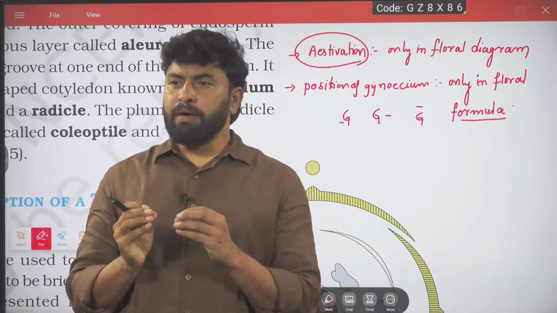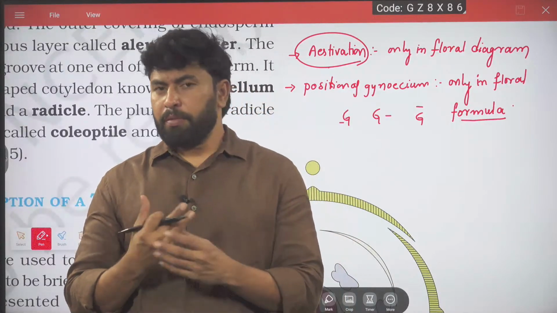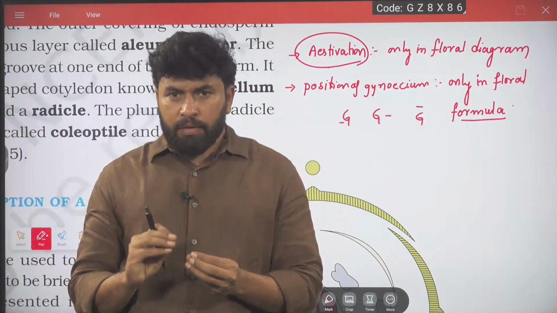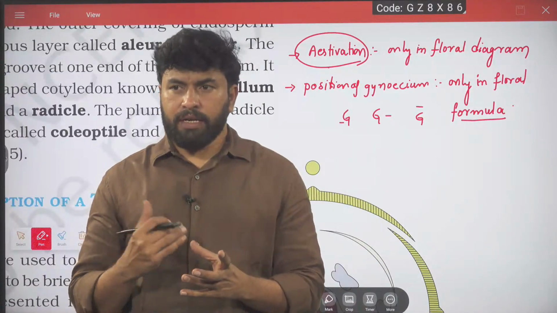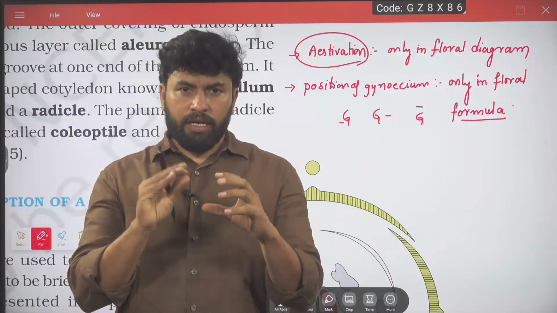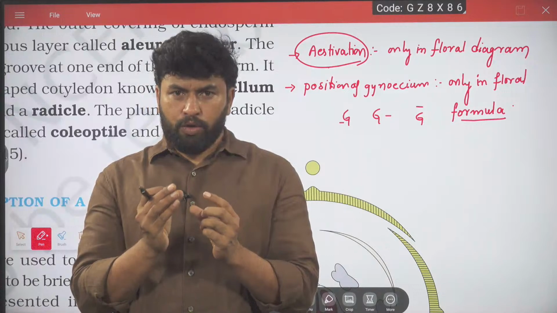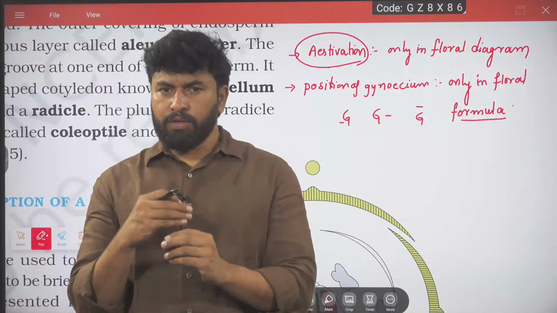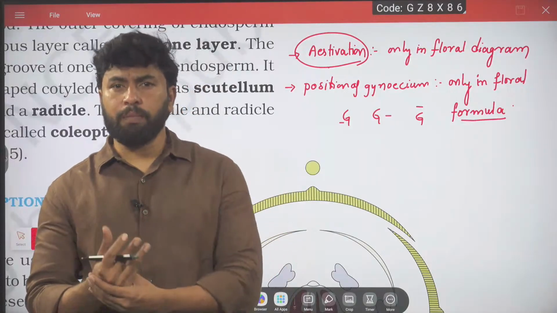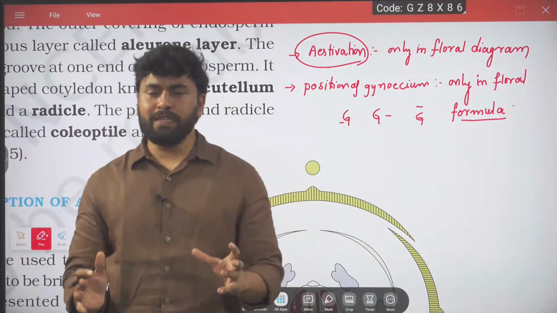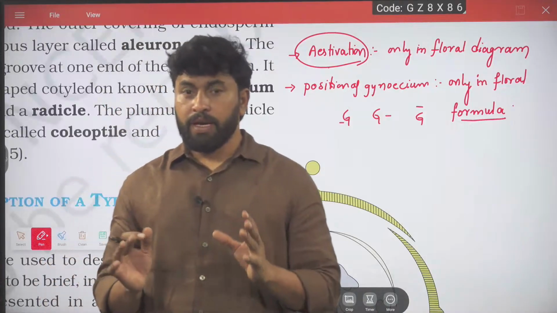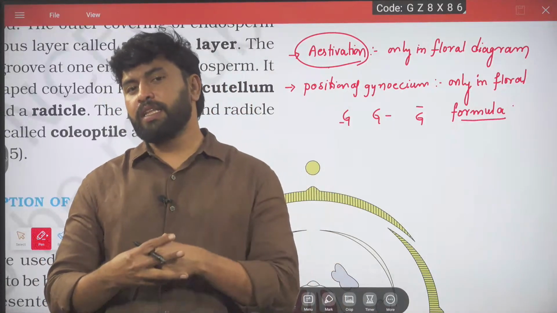Remember, estivation would be represented only in floral diagram, position of gynoecium, and also sometimes number of carpels. For example, number of carpels, that is bicarpellary syncarpous gynoecium. In case of mustard, what we have seen there, two carpels are present, you can represent in both floral formula and floral diagram. But how many locules are present? That we cannot represent either in the floral diagram or in the floral formula. Number of locules.